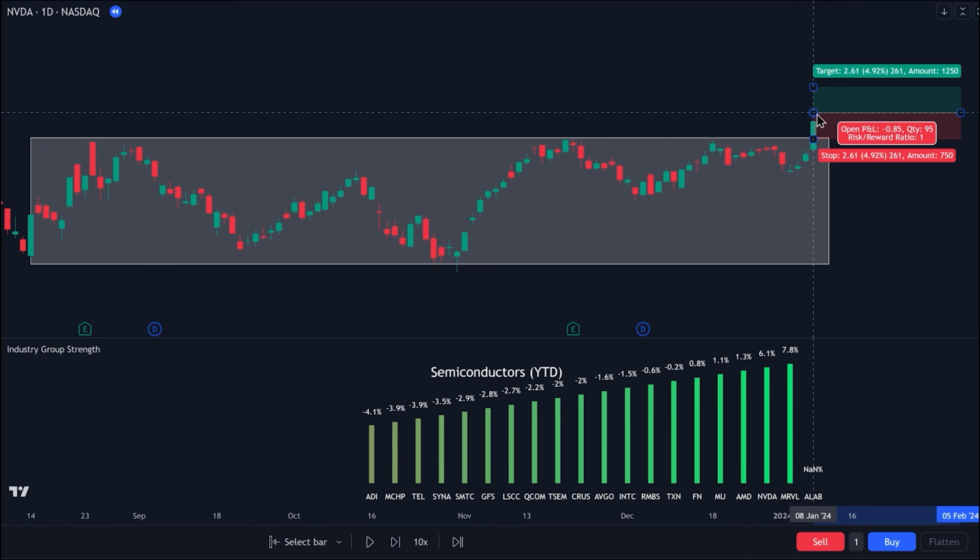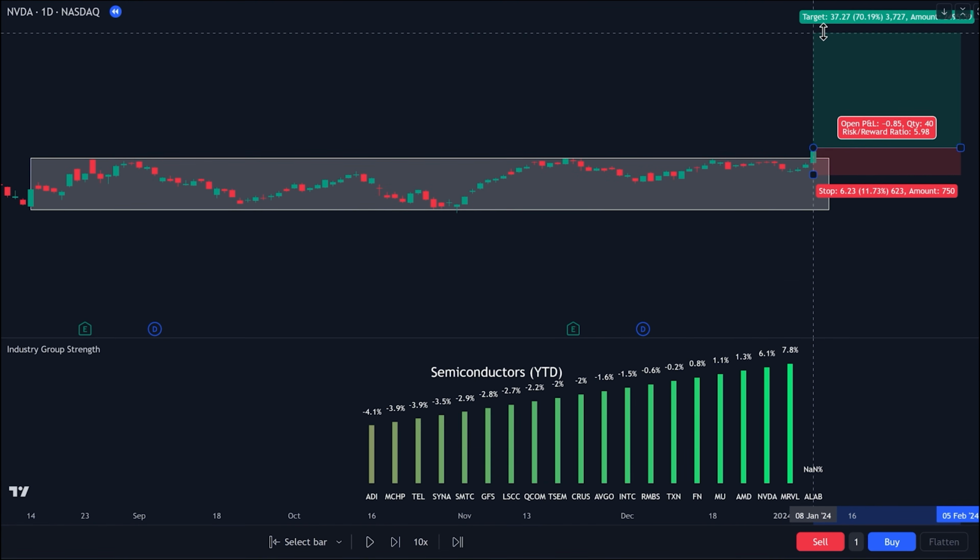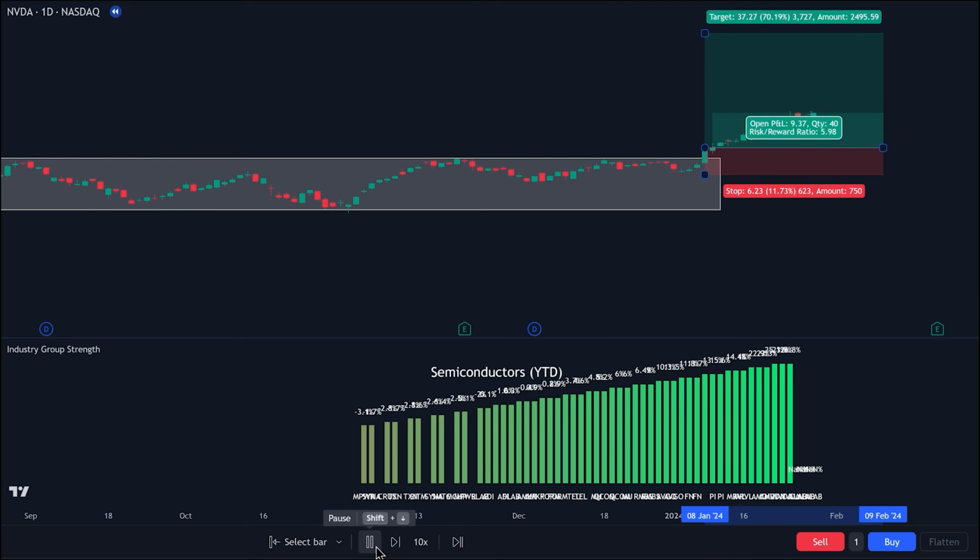Next, let's set the stop loss. We place the stop just below the previous swing low, which gives us a reasonable level to manage risk. For the take profit target, we aim for a 1:6 risk-to-reward ratio, meaning the potential reward is 6 times the risk. Now, let's see how the buy trade plays out.